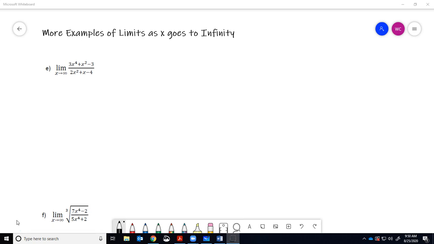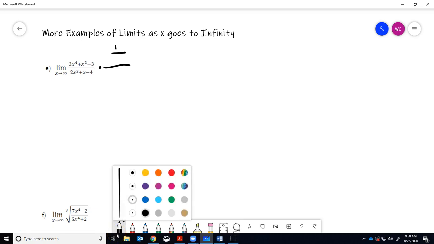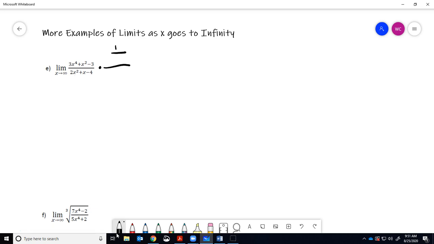In this case, we need some algebra because on top and bottom of our fraction, we have x's. So the trick that we discussed in the last video is to multiply top and bottom by 1 over a power of x. Do you remember what power of x we talked about? The highest power in the denominator. So in this case, that's the x squared here. So 1 over x squared is what we're going to multiply top and bottom by.